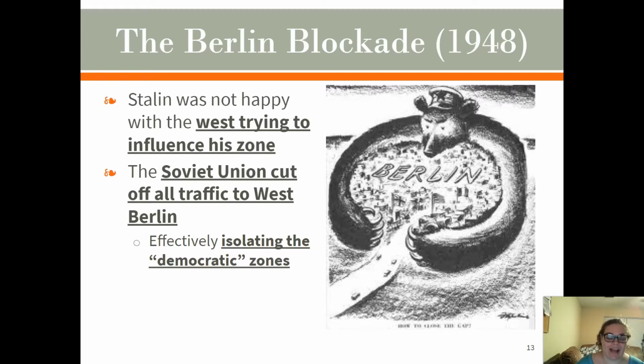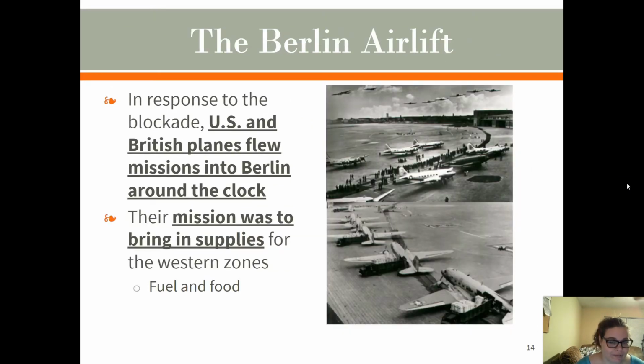This would effectively isolate the democratic zones and make us either have to give up so the people can eat or find a different way to supply. And we chose to find a different way to supply. Our response to the Berlin blockade was the Berlin airlift.